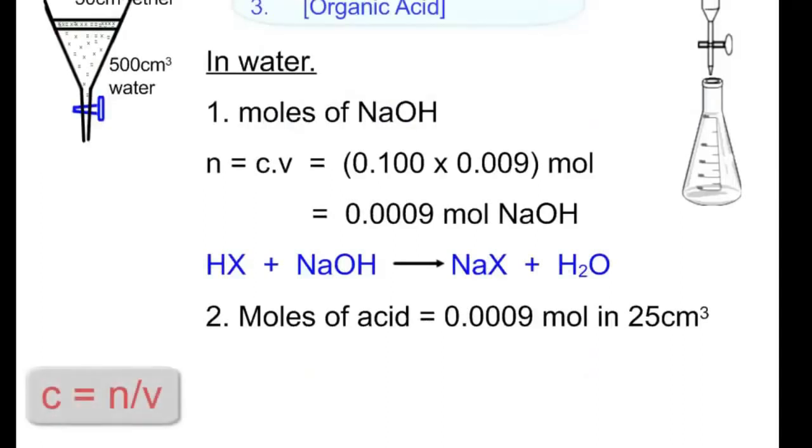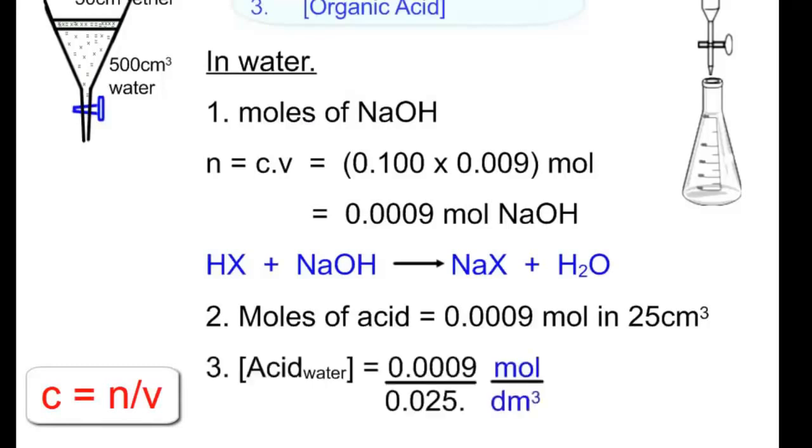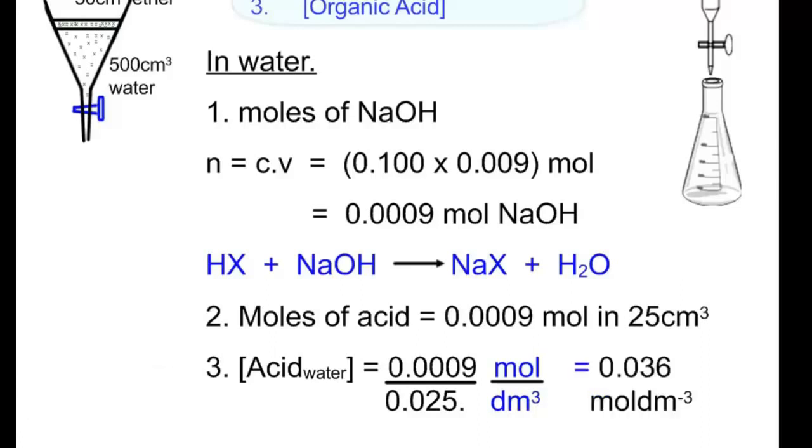We rearrange the equation n equals CV, so we have C equals n over V, and we put in the number of moles, 0.0009, and divide by the volume. 25 cubic centimeters is 0.025 dm cubed, and the answer then is 0.036 mole per cubic decimeter. That's the concentration of the acid in the aqueous layer.